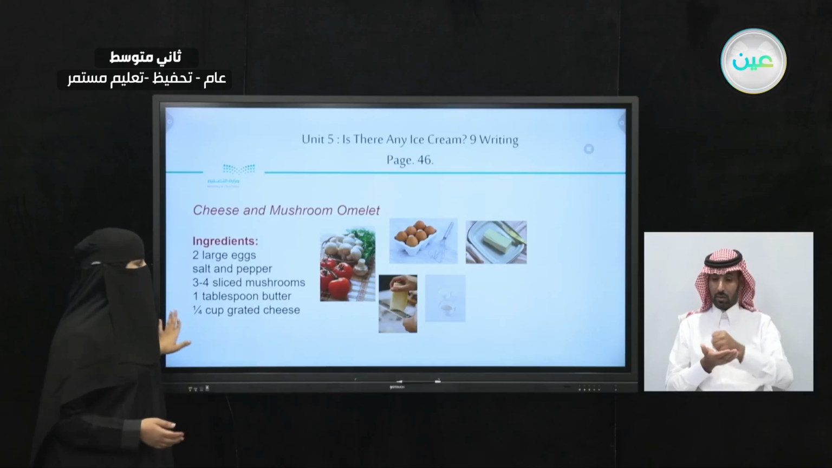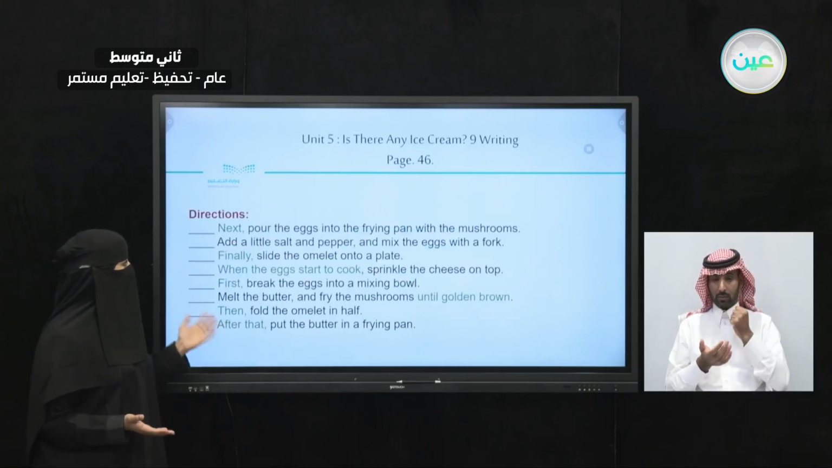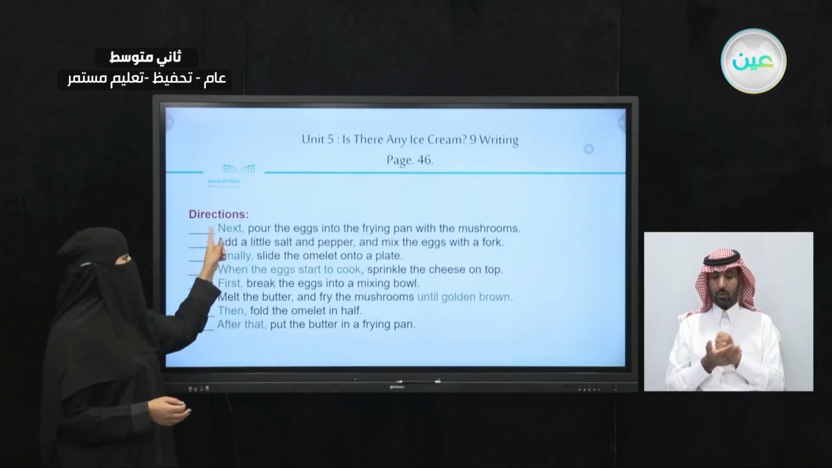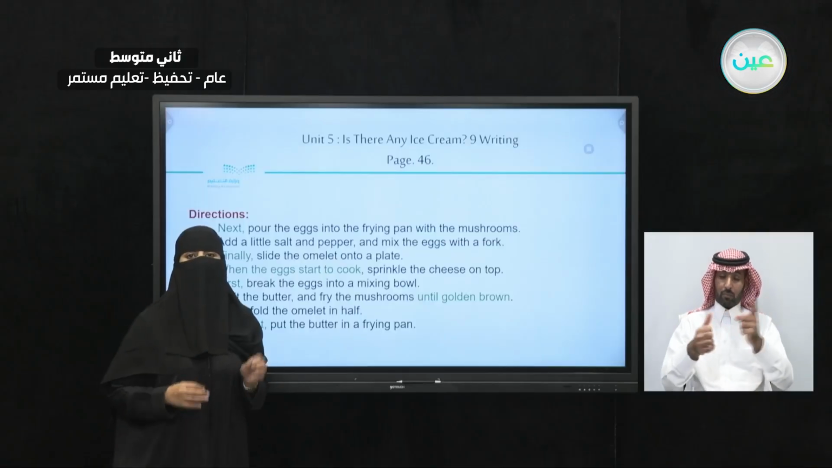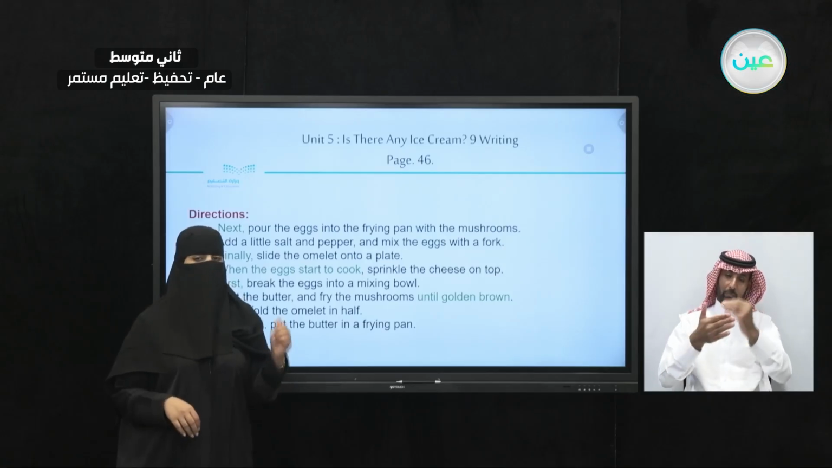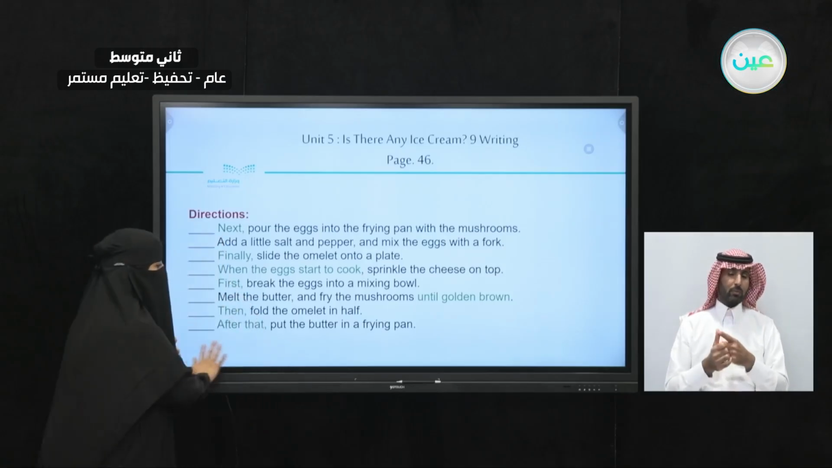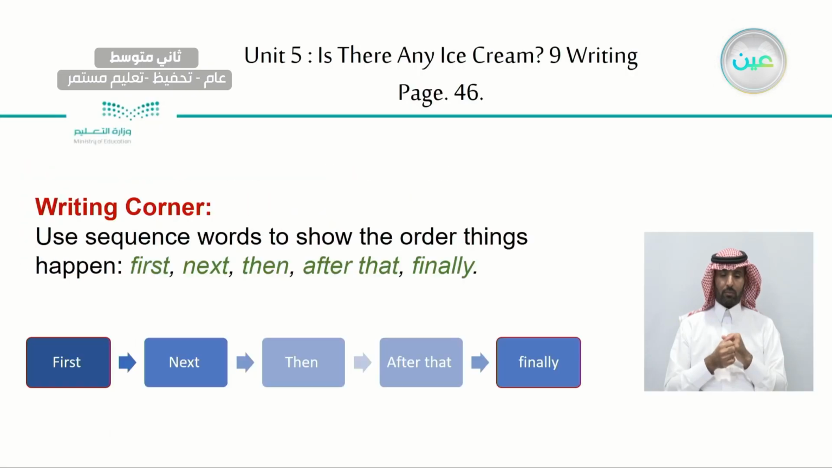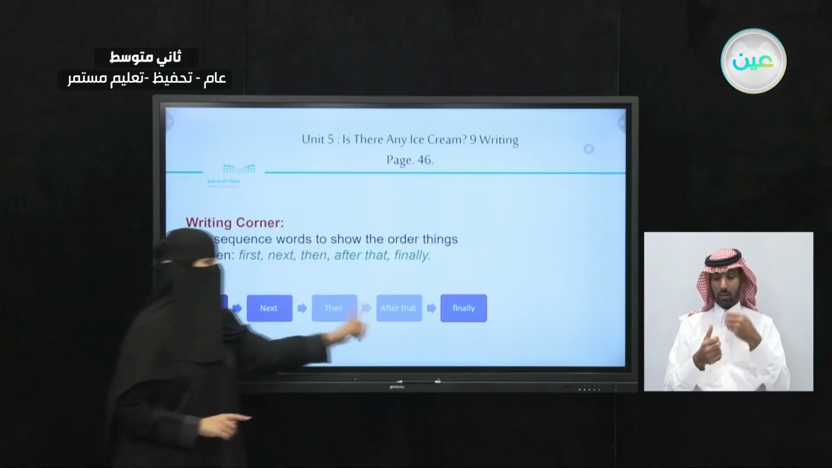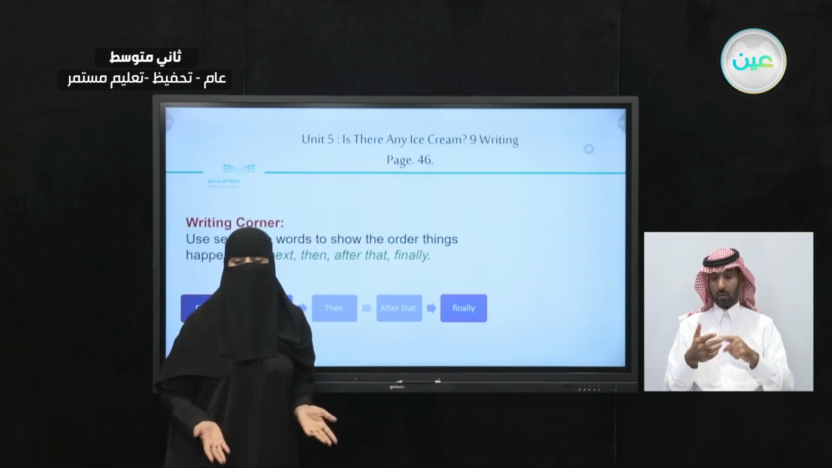Now, what are we going to do? Let's take a look here. So we have the words I did highlight. These words can help us to put the steps in the correct order. So what was the first step here? Let's go back. Look, we're starting with first, and the last one is going to be finally. This can help us, right?